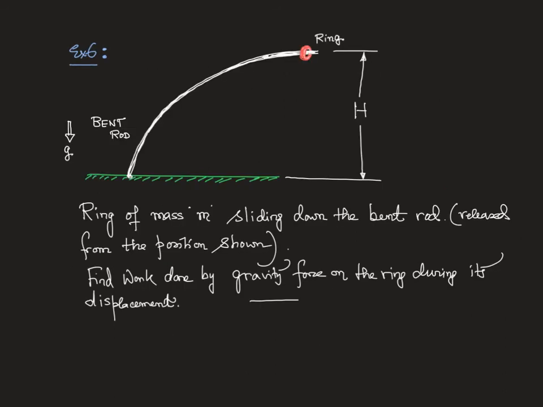See, in this case there is a bent rod, as you can see on this figure. This whole thing is a bent rod, and a ring of mass m is sliding down the bent rod. It is released from the position shown above at a height h from ground. Find the work done by gravity force on the ring during its displacement. That is, while the ring is released at the topmost point at a height h until it reaches the ground, you have to find out the work done.